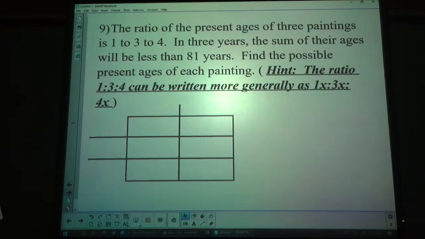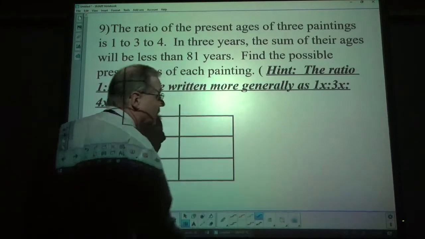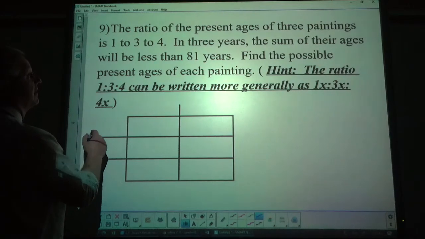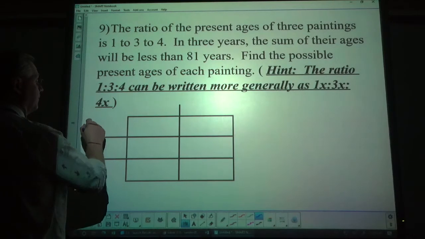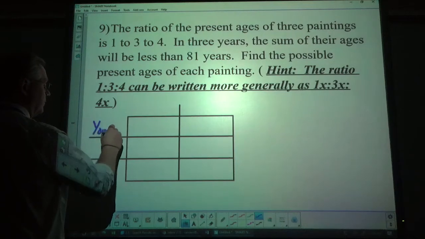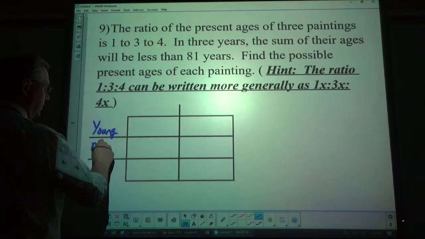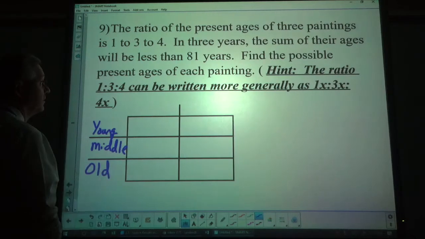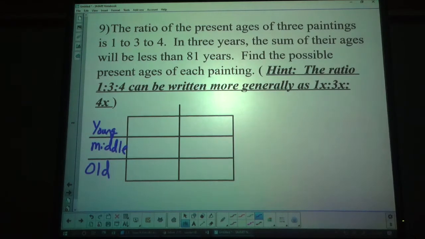Number 9, ratio of present ages of 3 paintings is 1 to 3 to 4. In 3 years, all right, let's stop reading. When you have things in ratio, let's call them young, middle, and old. Just to have a name for them, or A, B, and C, that'd be fine.